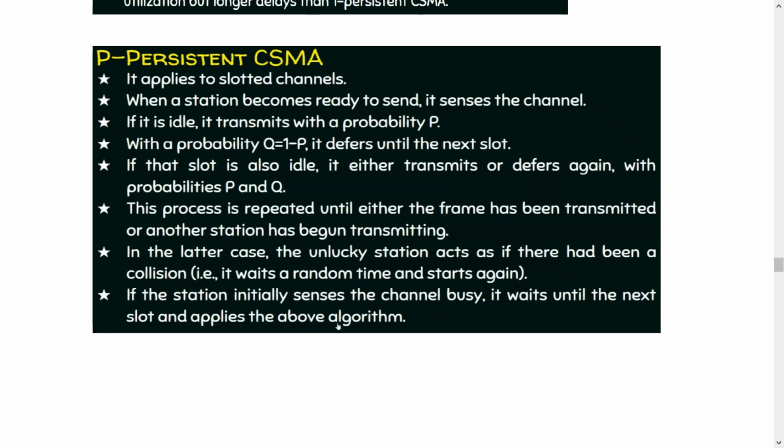So in the latter case, when another station has begun transmitting, the unlucky station acts as if there had been a collision. It waits a random time and starts again. Yes, this point might be seen as a disadvantage. They call it here the unlucky station because it had to wait at that time, but this can also be seen as an advantage because it avoids collision. And what determines which is better for you is your application.